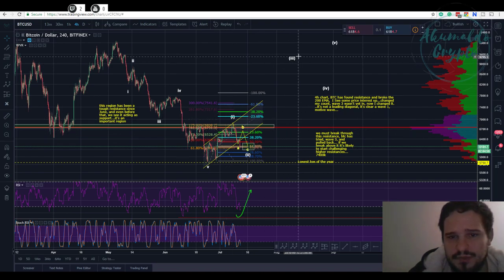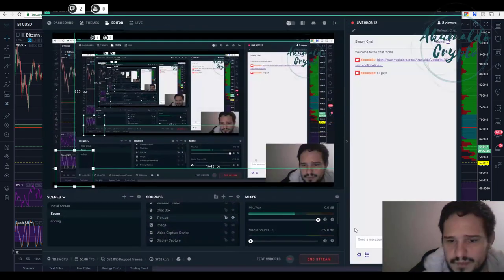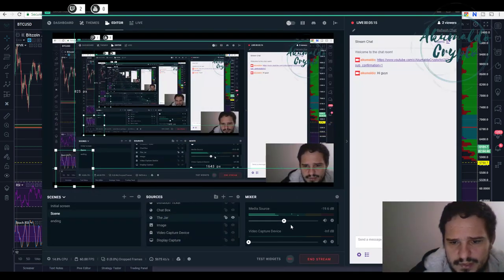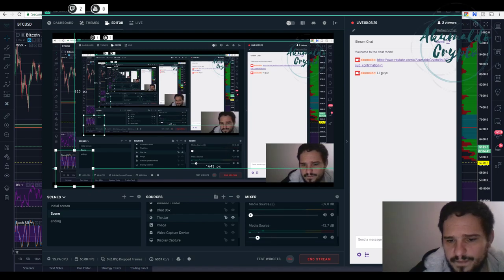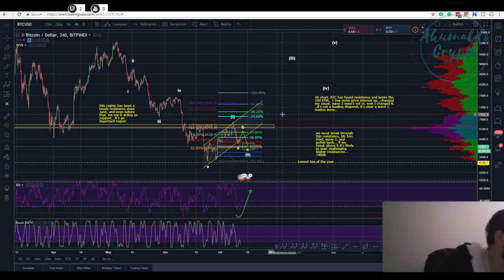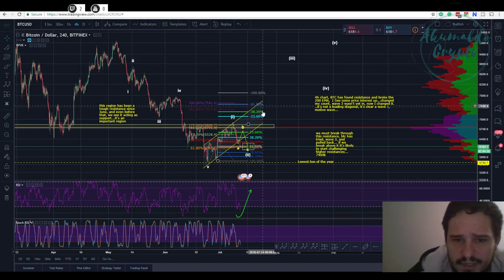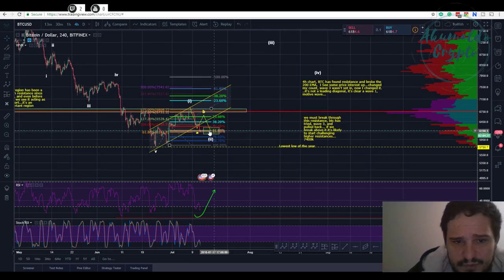We would have a 1, 2, 3, 4, 5, and we would need to break this resistance here, that is where we finished the wave one. Let me just, what is the sound? Okay, the sound is too much. So if we are to consider a bullish count, this would be really difficult to consider. Let me tell you that, because we have this wave A here.